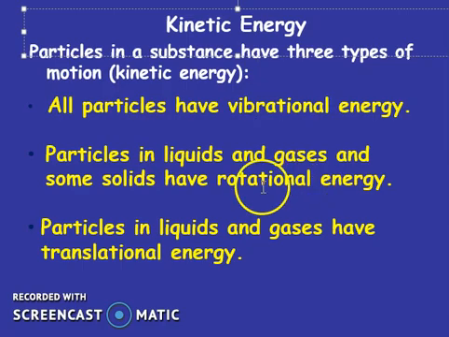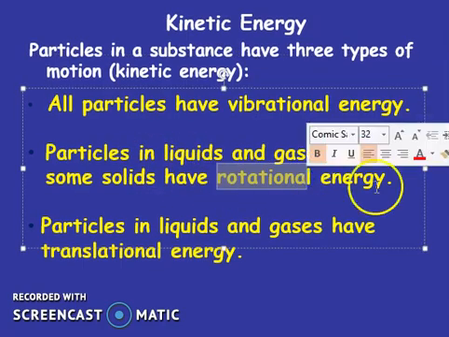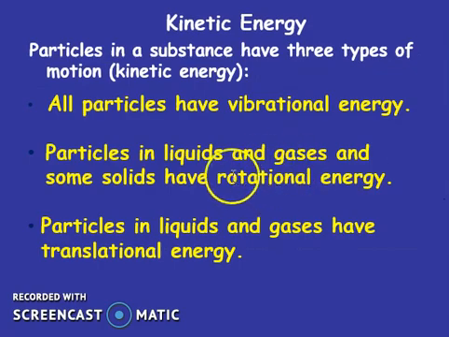Particles in liquids and gases, and some solids, mostly liquids and gases, have rotational energy. So what that means is they're kind of spinning. Think of how the earth is rotating, right? So particles can also rotate, but it needs a little bit more energy than just vibrational energy. So liquids and gases really do both of these things.